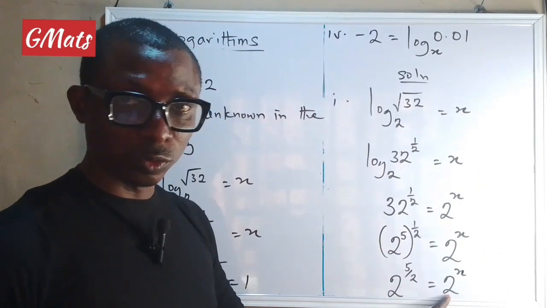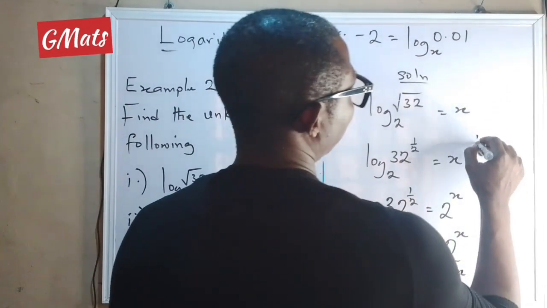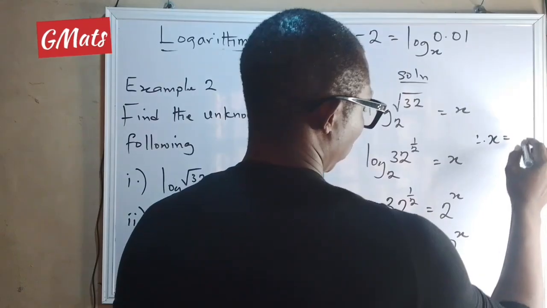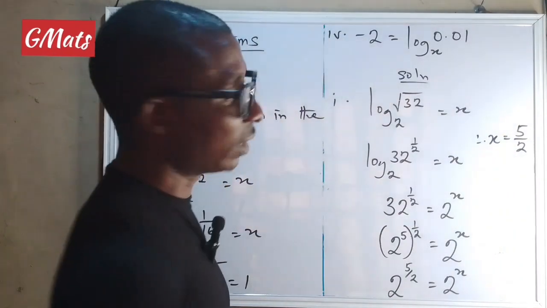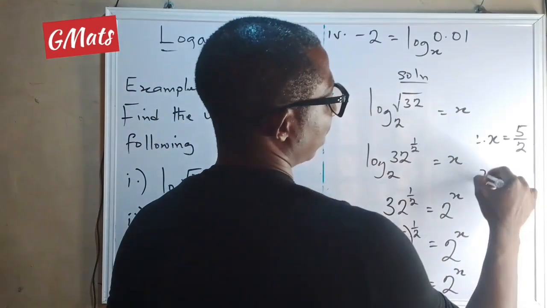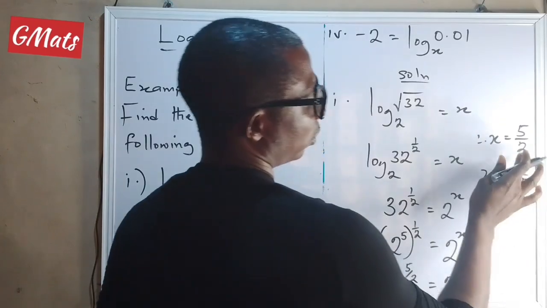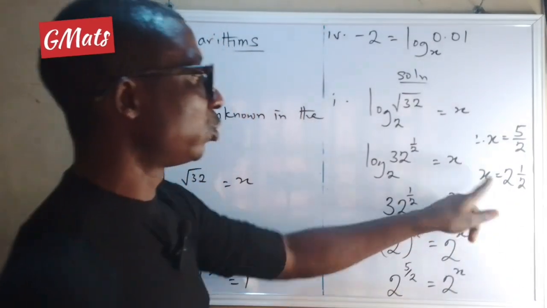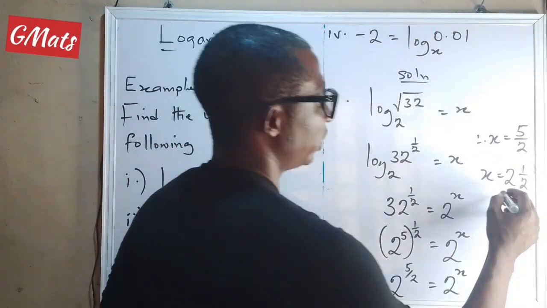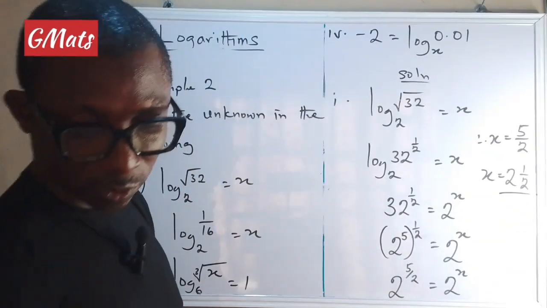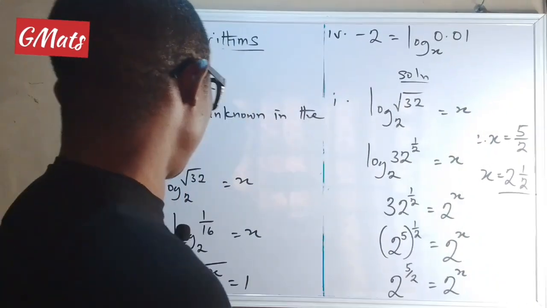2 is equal to 2. Then we can equate the powers. So we have, therefore, x equals 5 over 2. And 5 over 2 can also be written as 2 whole number 1 over 2. 2 goes in 5 twice, remainder 1 over the denominator. So this is going to be the answer to the first question. You can see it's very simple. Now let us look at the second one.